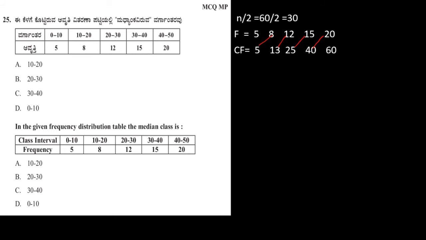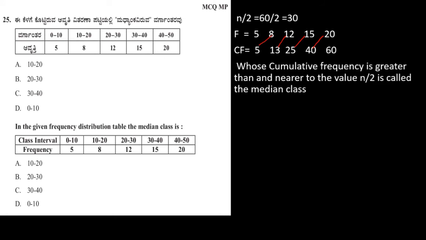So the class whose cumulative frequency is greater than and nearest to the value n by 2 is called the median class. Here we have 30, and the nearest higher cumulative frequency is 40. The class for 40 is 30 to 40. So option C, 30 to 40, is the correct one.